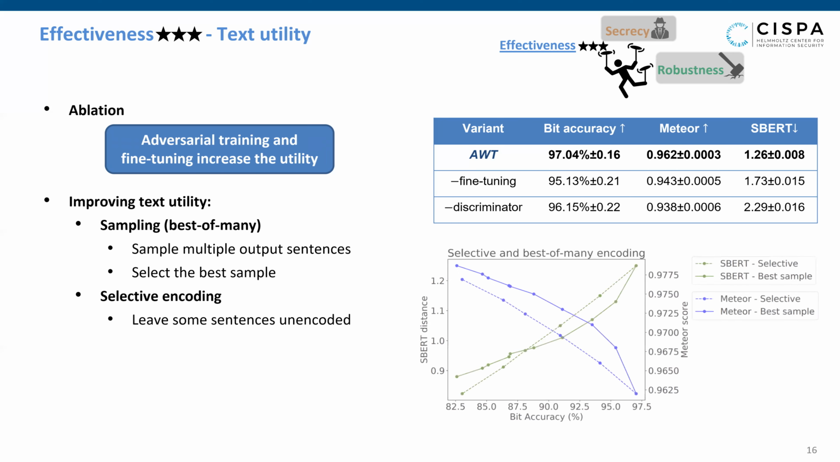By changing the threshold or the number of samples, we can increase the text utility, which is indicated by higher METEOR scores and lower S-BERT distances. However, this has a trade-off relationship with bit accuracy. This can result in different operating points of utility versus accuracy.